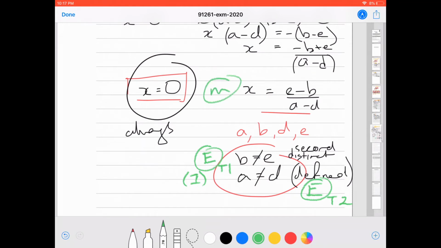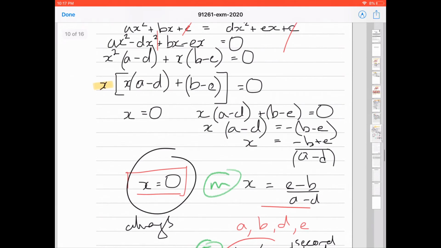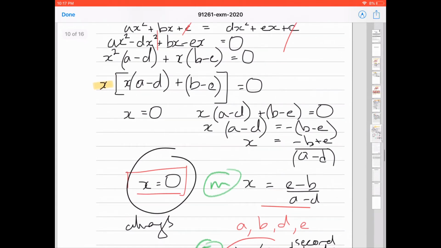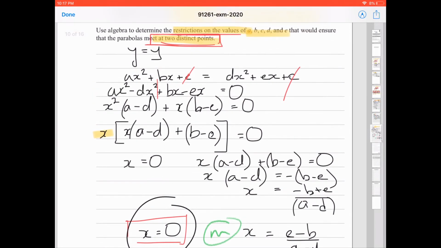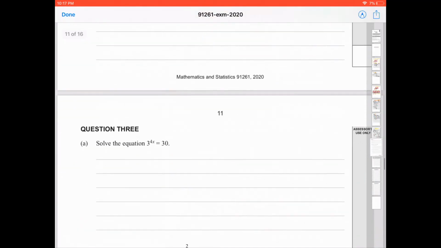Merit achieved sets up the simultaneous equations. Where are our simultaneous equations? They weren't mentioned. Okay, so it's just stating the y equals y, stating that and then setting it up. So achieved here, our very first step. Sweet, that's us for question 2. Let's move on to question 3 now.